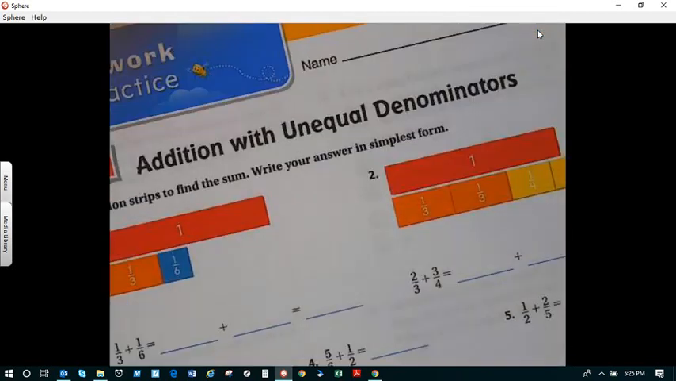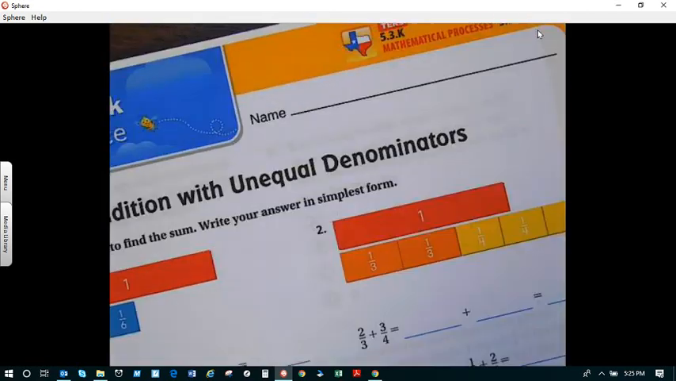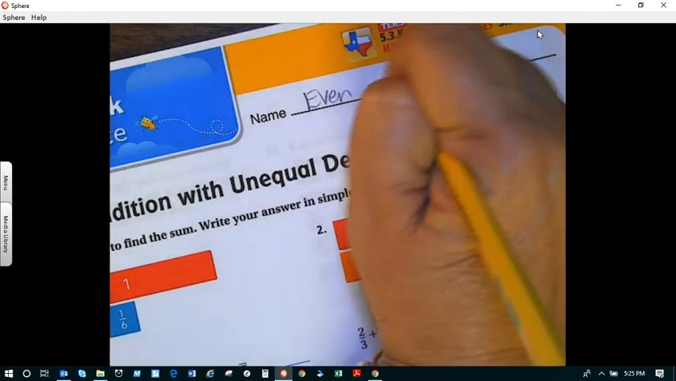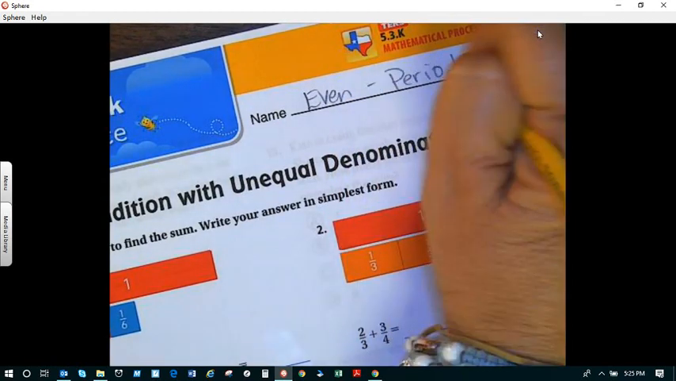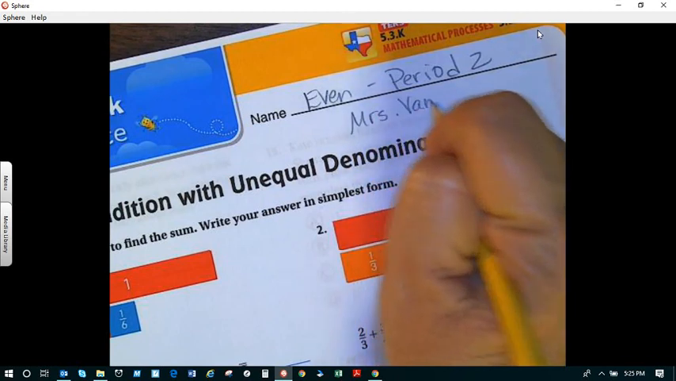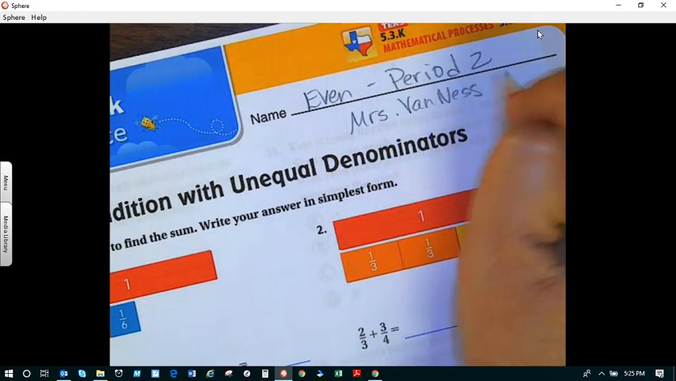Hey, good evening. Okay, so tonight's math assignment was even numbers, and this is for period 2, Mrs. Van Nessa's class. Okay? All right, and we were doing even numbers.